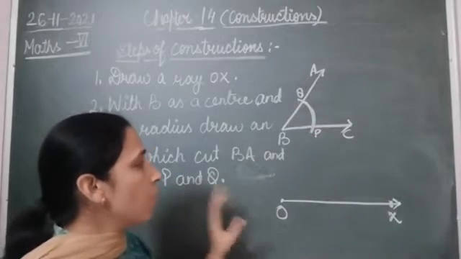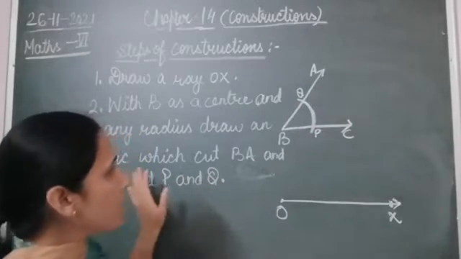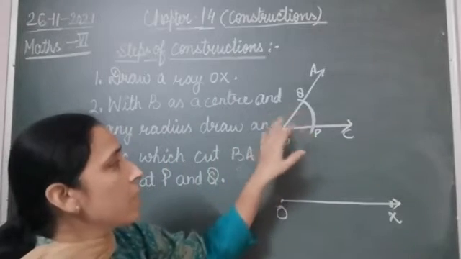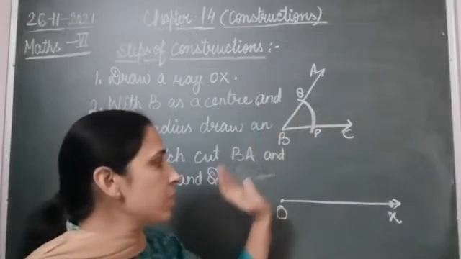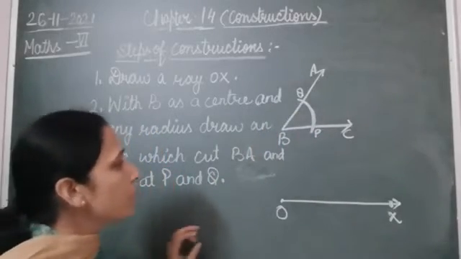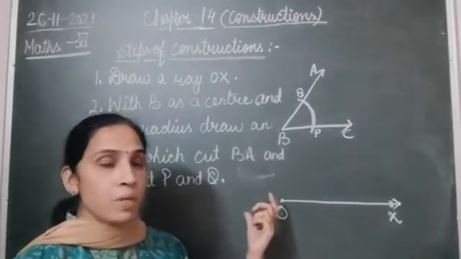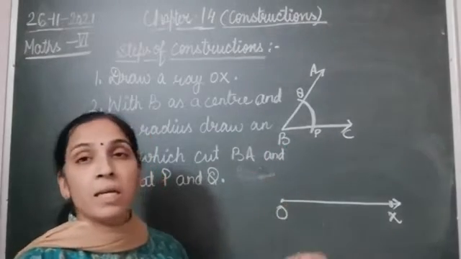Then what is next? Now with B as a center, we have made an arc which is cutting BA and BC at P and Q. Now what are we going to do? We will take that compass, keep it on O, and make an arc.